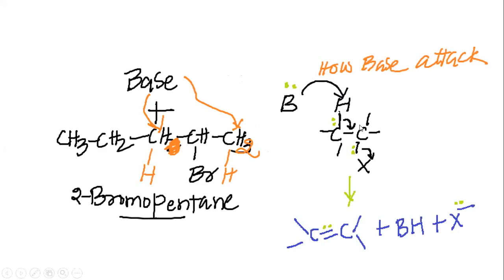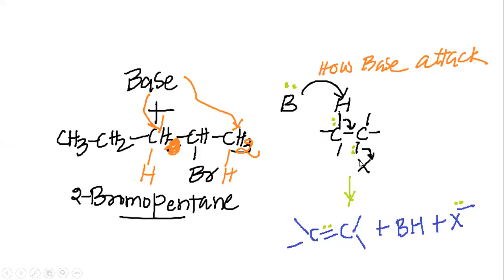Now we can move. So you can see here how base attacks. So you can see that we have an alkyl halide. In this alkyl halide, we have alpha carbon and beta carbon. On alpha carbon, we have halogen bonded. On beta carbon, we have hydrogen. So base B with electron pair comes and attacks on hydrogen. So the electron of this carbon hydrogen bond goes to make the double bond between these two carbon.